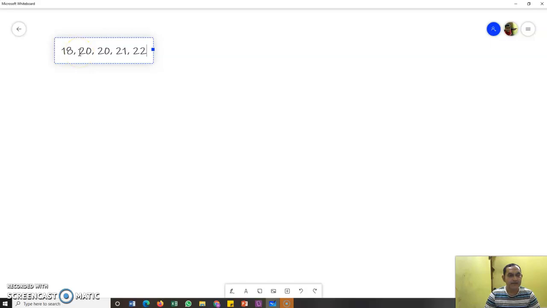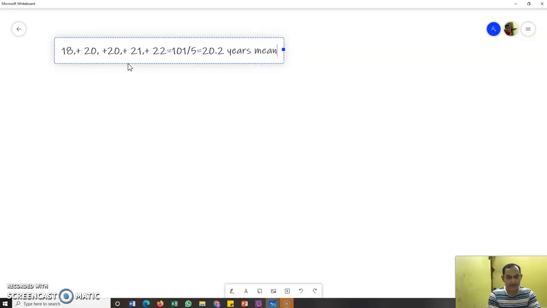We have to find the measures of central tendency, that is, the average age of the 5 individuals. There are 3 ways of doing it. First, we find the mean. For mean, we just add all these numbers and then divide the sum by the number of terms. Here it is 5. So if we add, we get 101. Divide it by 5 because there are 5 individuals. We get 20.2.